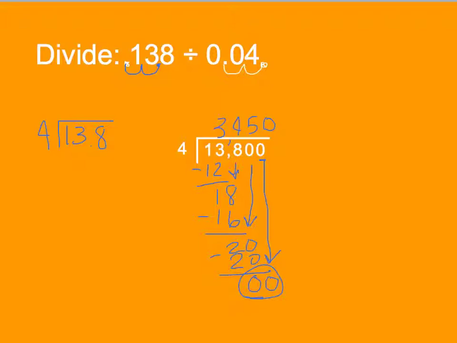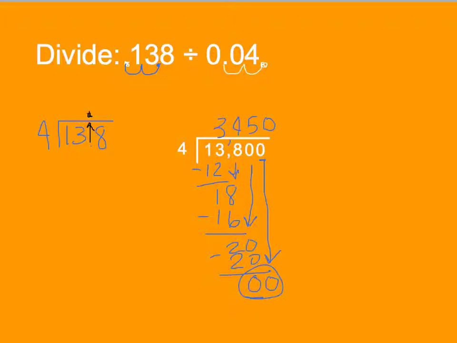So if we were to divide this out, we're going to use the same strategies that we used in lesson 7-4, I believe it was, when we were dividing a decimal. And we're going to take that decimal point in our dividend, move it straight up to our quotient, and then just divide out like we normally would. We would look at it like 138 divided by 4, and our decimal point's already up there.